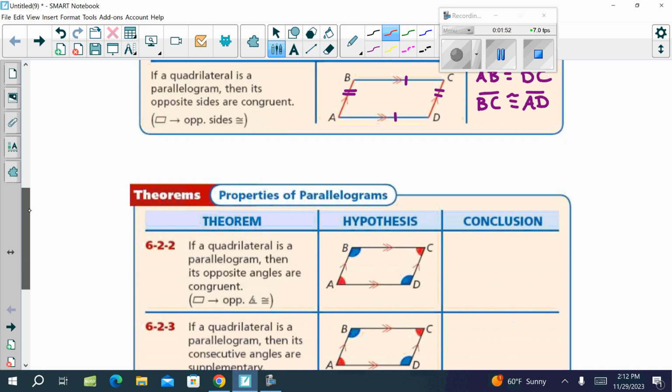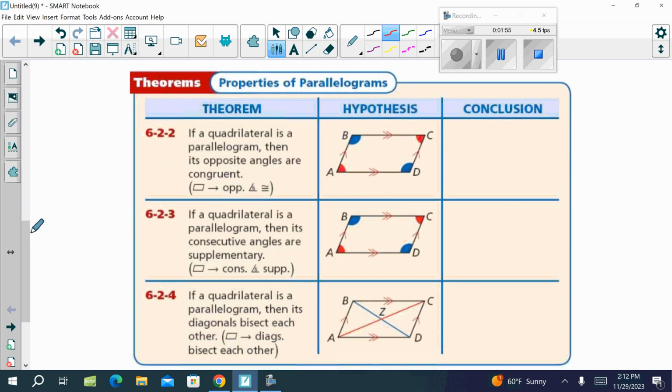Okay. Property number 2. The theorem states if a quadrilateral is a parallelogram, then its opposite angles are congruent. So if we have the coding for a parallelogram, then we can state the blue angles are congruent, opposite of each other, and the red angles are congruent. So angle A is congruent to angle C, and angle B is congruent to angle D. So that's property number 2.